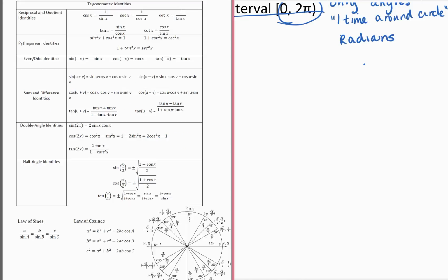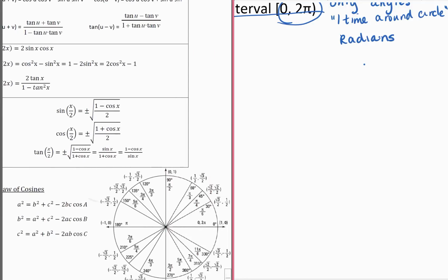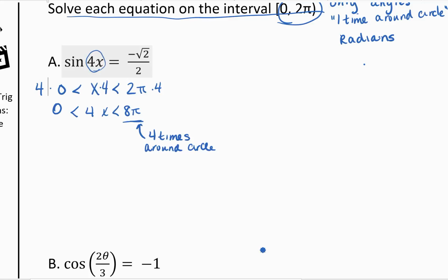We're going to use our unit circle. Okay, and we're going to look on here. Where is sine negative square root of 2 over 2? So first we're just going to write down the places 1 time around. So negative square root of 2 over 2, that's going to be in the 3rd and the 4th quadrant. We want the y coordinates. So that's going to be at 5 pi over 4 and 7 pi over 4. So we're going to write those down. 5 pi over 4 and 7 pi over 4.